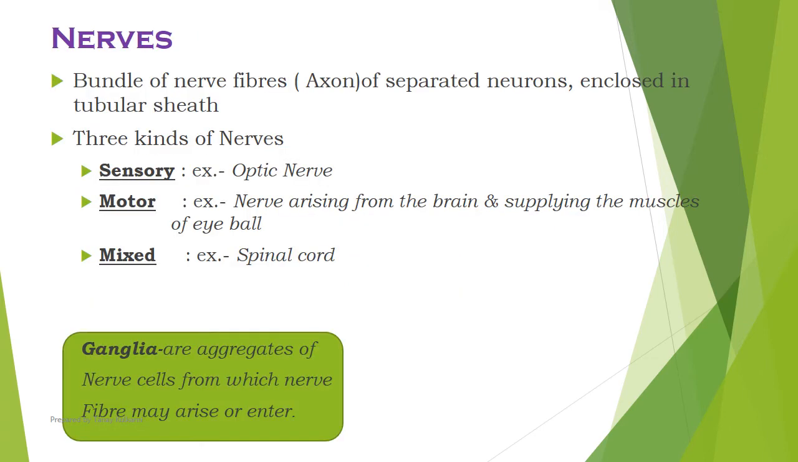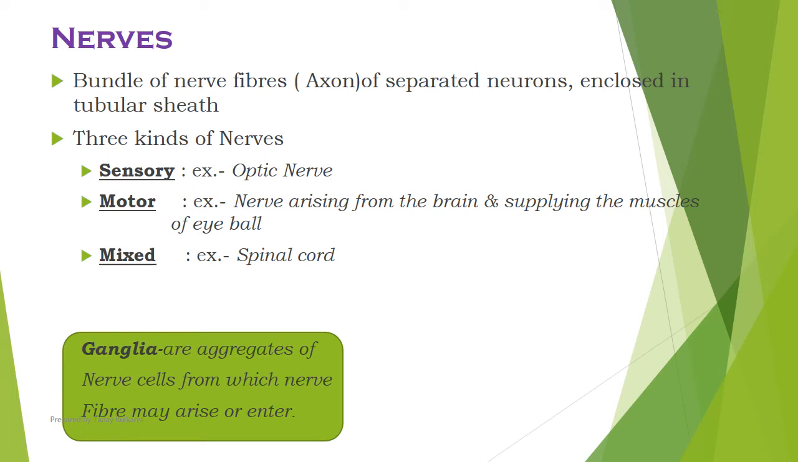What is a nerve? A nerve is a bundle of nerve fibers, basically axons, of separate neurons enclosed in a tubular sheath. Now you can correlate this with an electric wire. Most of the electronic appliances have three different wires. For example, an iron, if you take, has three wires inside covered with a black covering. One is live, another is neutral, and the third one is earth.